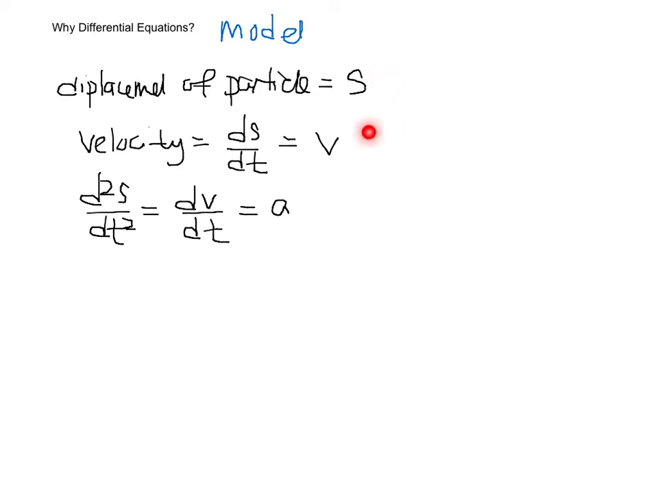All three of them are actually a form of differential equations, and we can use all three of them to represent the motion of a particle, whether it's a free fall like this, or a trajectory maybe, or even a motion of a particle which is like this.